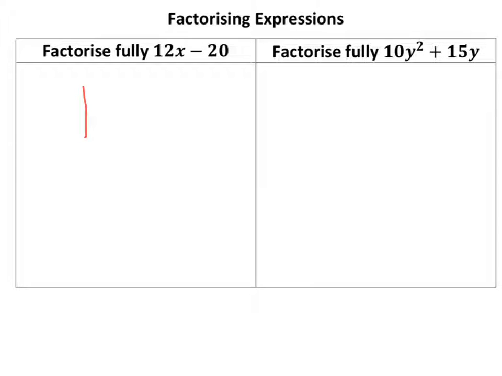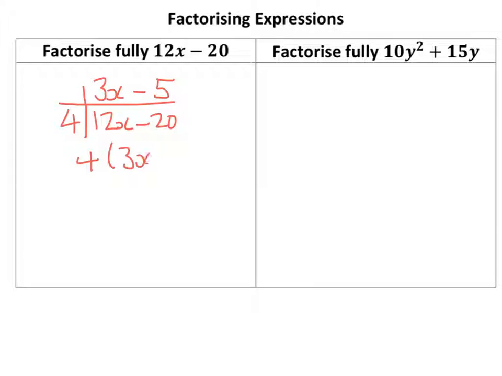There's a table. It's quite a nice way of doing it. And we've got 12x and we've got minus 20. Now, we look for something that goes into both of those. Both those numbers, 12 and 20, are in the 2 times table or the 4 times table. We want the biggest one, so that's 4 there. Now, 4 times what makes 12x? 3x. 4 times what makes negative 20? Negative 5. So that's one way of doing it. And we write the answer as this.